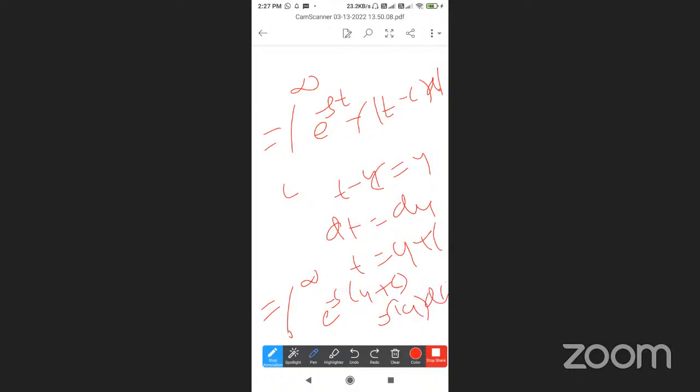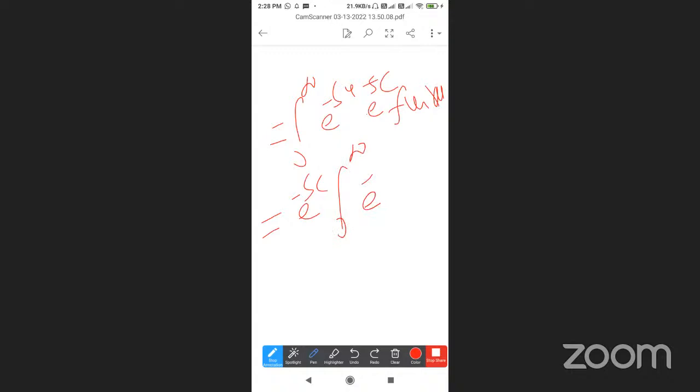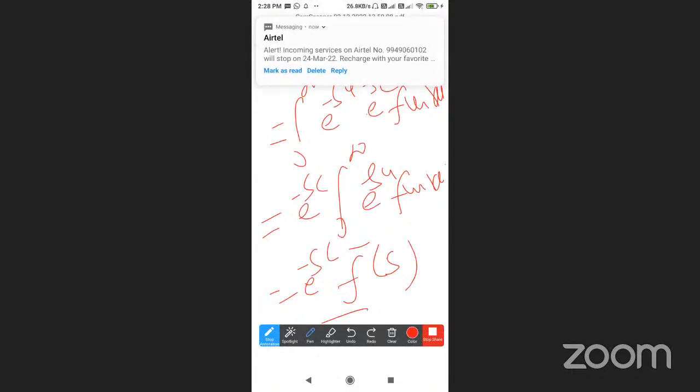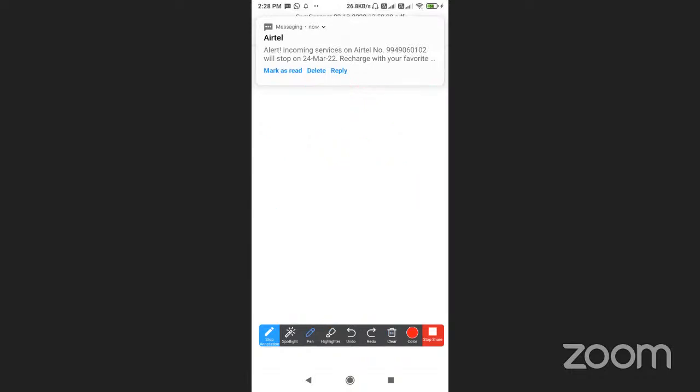Taking this separately, it is the integral from 0 to infinity of e power of minus su into e power of minus sc into f of u into du. Here, e power of minus sc is taken common, leaving the integral from 0 to infinity of e power of minus su into f of u into du. This is called the Laplace transform, so the result is e power of minus sc into f bar of s. The same thing applies in the fraction form also. So it is clear; there are problems on this.